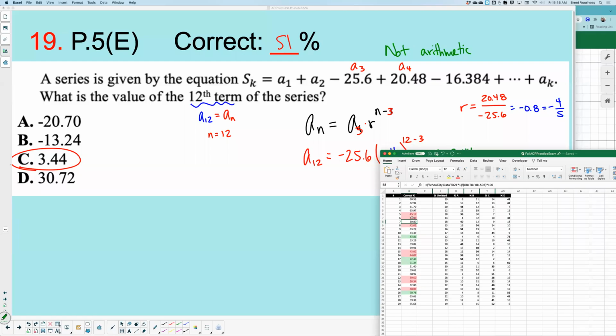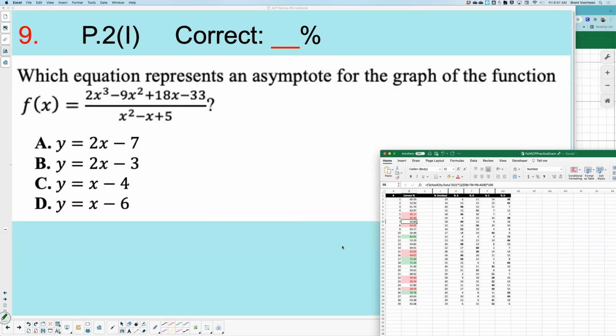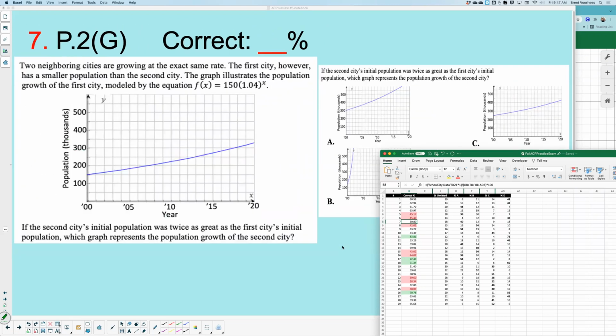All right, went a little out of order here. It looks like number 7 was actually a little bit lower. This is going to be rounded to 51%, but it's 50.8. So let's go to number 7. Take a look there. Number 7.